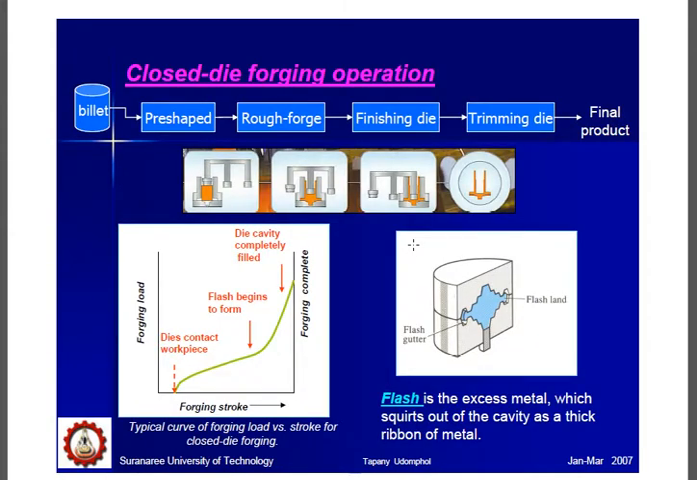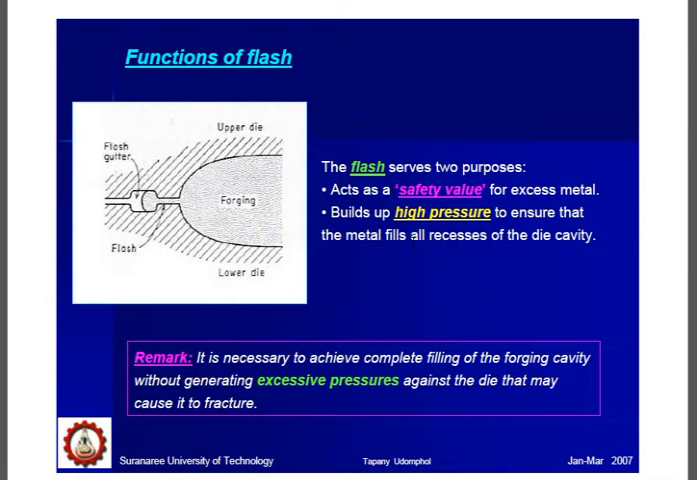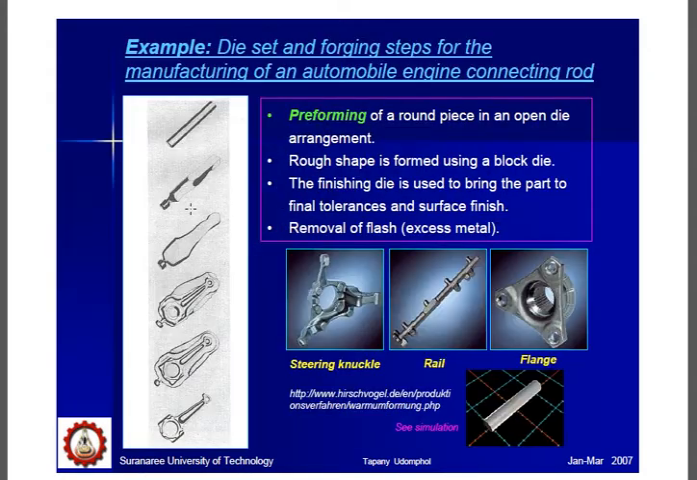Closed die forging operation: billet, preshape, rough forging, finish die, trimming die. This is the flash line. Function of flash: flash has two purposes. It acts as a safety valve for high pressure, to excuse excess metal, and ensures that the metal fills the recesses of the die cavity. Forging, lower die, upper die, flow, gutter, flash. Okay.